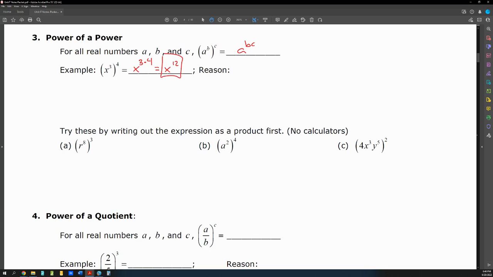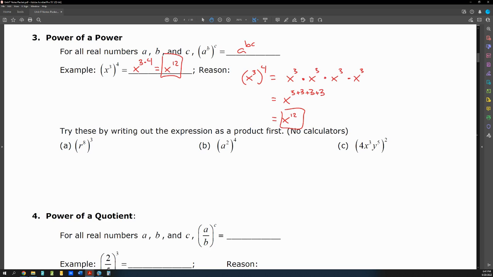And the reason why is if we have x cubed raised to the 4th power, that's just like saying x cubed times itself 4 times. That's that raising to the 4th power. So notice what happens here. Now we have our product rule. We're multiplying all of these with the same base, so we can do x to the 3 plus 3 plus 3 plus 3. This is repeated addition of multiplication. So we have x to the 12th.